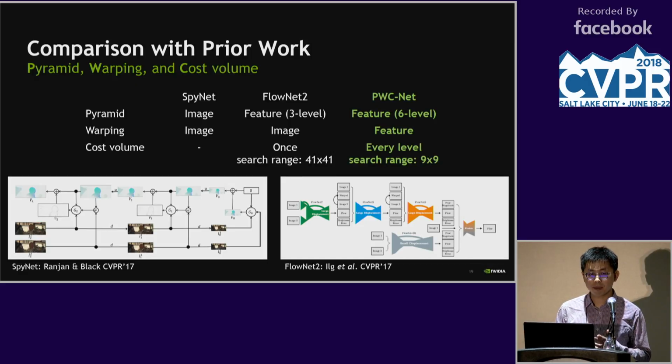And finally, SpyNet does not use a cost volume. And FlowNet2 uses it just once, but with a very large search range in the first module. But PWC-Net constructs a cost volume at every level of processing. And because of warping, we can use a very small search range.